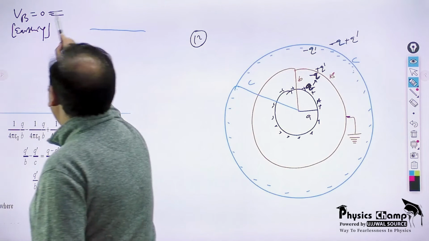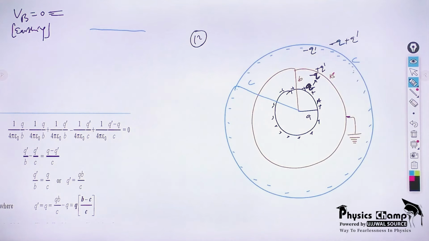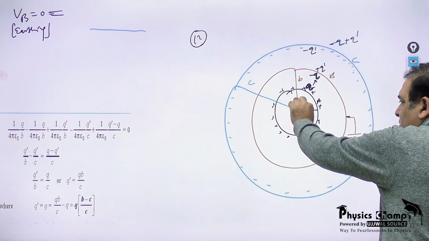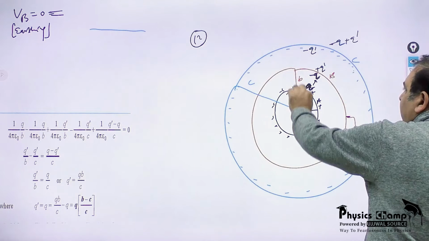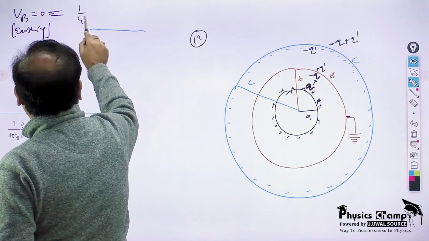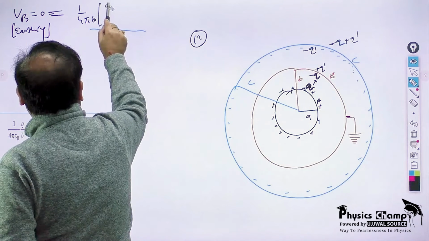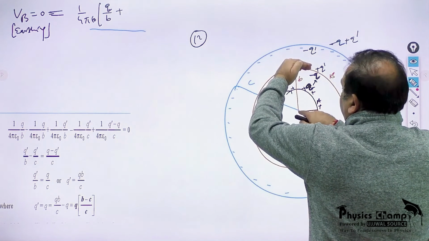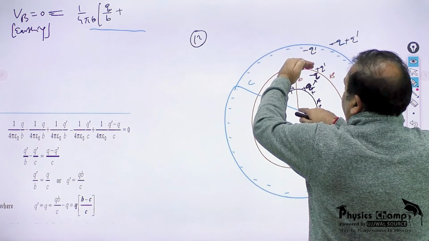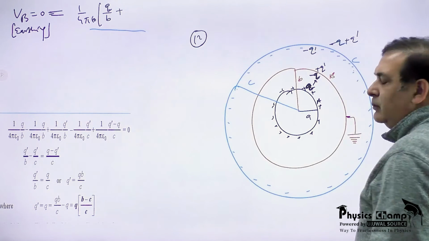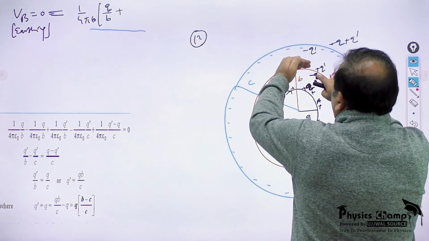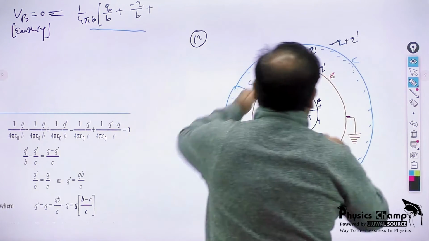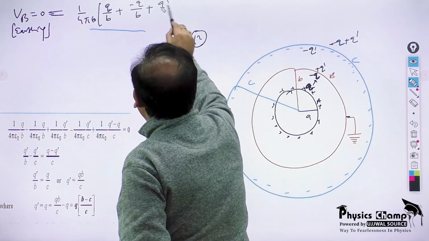Now let's find the net potential on B. First, who will provide potential on B is A. A will behave, this positive charge will behave as though situated at center, will provide a potential at B. And it is 1 by 4 pi epsilon naught Q by B. For B, this charge will behave as though situated at center, so it will provide a potential 1 by 4 pi epsilon naught small q by B. And again, B has a charge minus Q also, so it will have a potential minus Q by B. Again, B has a charge plus Q dash also, so it will have a potential plus Q dash by B.